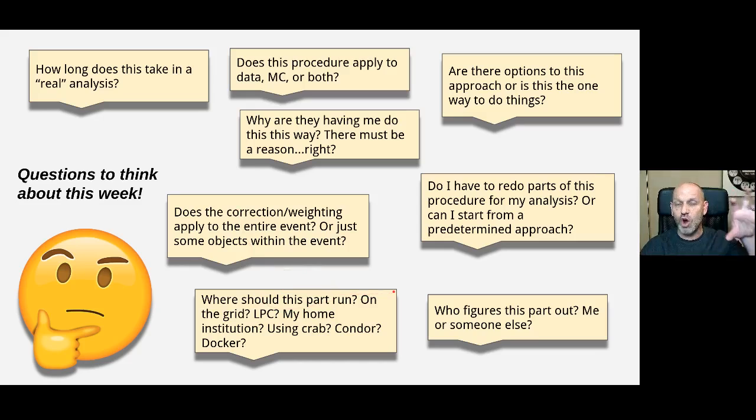Where does this part of the analysis run? Does it run on the full grid? Can you run it just at the LPC on Fermilab computers? Can you copy all these data to your home institution and run it there? Do you use CRAB? Do you use Condor? Do you want to be using Docker?